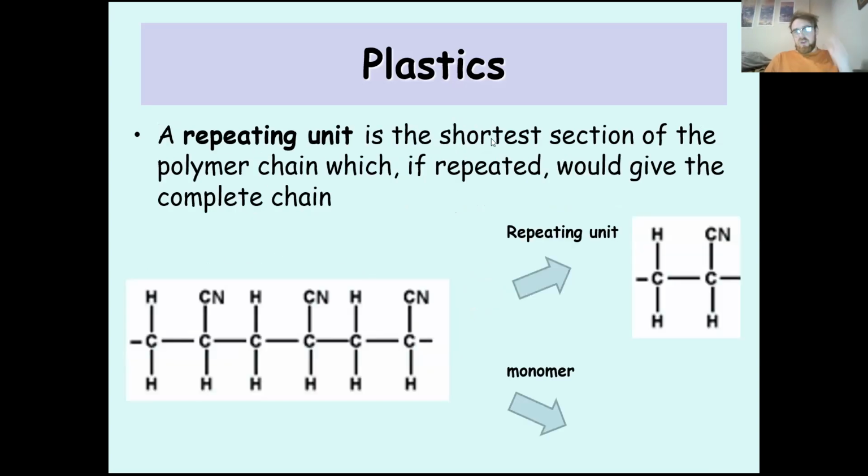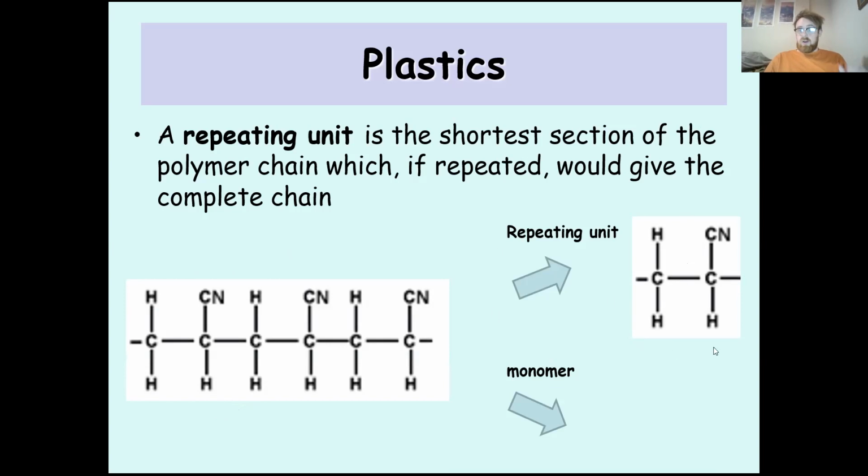The repeating unit is the shortest section of the polymer chain, which if repeated would give the complete chain. So if we have this polymer, the part that repeats is this, the two carbons here. That's the part that repeats over again. So the repeating unit is just that part. Remember you've got bonds at the end to show that it's continuing on. You don't want to leave those closed. You want to put those bonds in to show that you know that the polymer is repeating on either side.